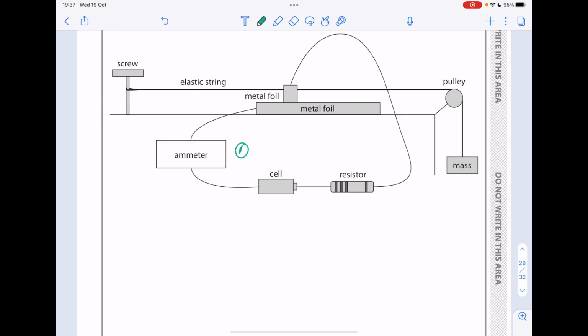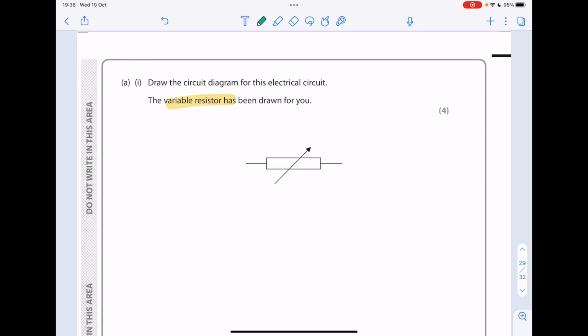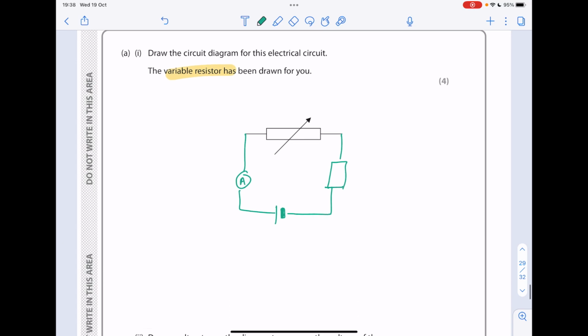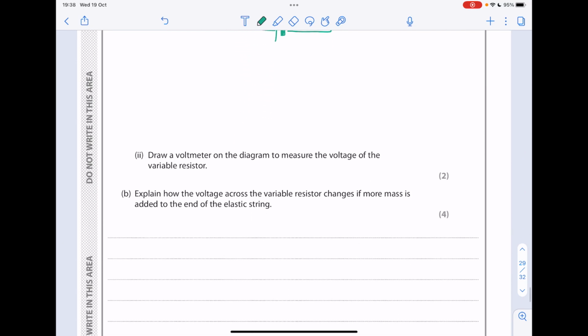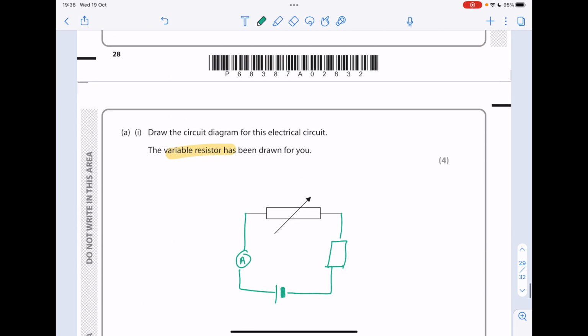So our ammeter looks like that. Our cell looks like that. There's your regular resistor. So let's get drawing. There's our ammeter. Here's the cell. And then your regular resistor looks like that. Complete the circuit. Draw a voltmeter on the diagram to measure the voltage of the variable resistor. So handily it's telling you where it needs to go. Remember, a voltmeter is added in parallel.